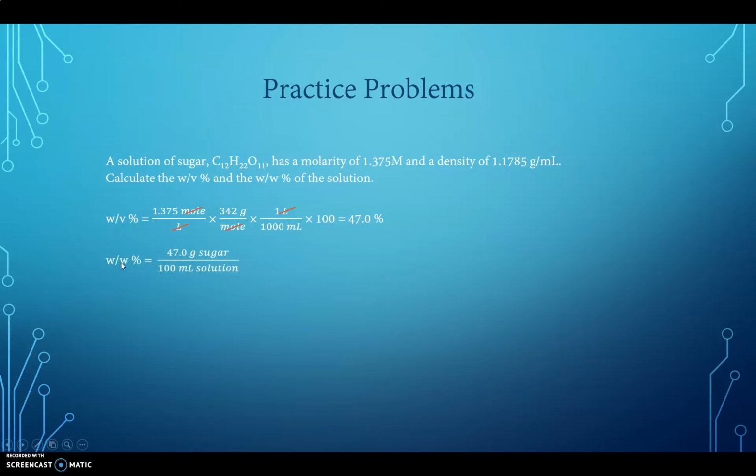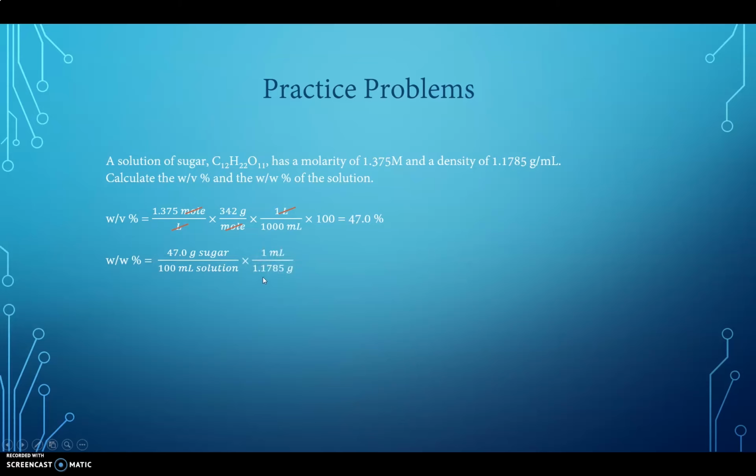To get the weight percent, we can just pick up where we left off here. We can start with that 47% weight volume percent, which means 47 grams of our sugar in every 100 milliliters of solution. So we've already got our numerator in grams, so that's good. All we have to do is get the denominator in grams. And as we said a little bit ago, to get between milliliters and grams, or grams and milliliters, that's going to be a density problem, and the density was provided.